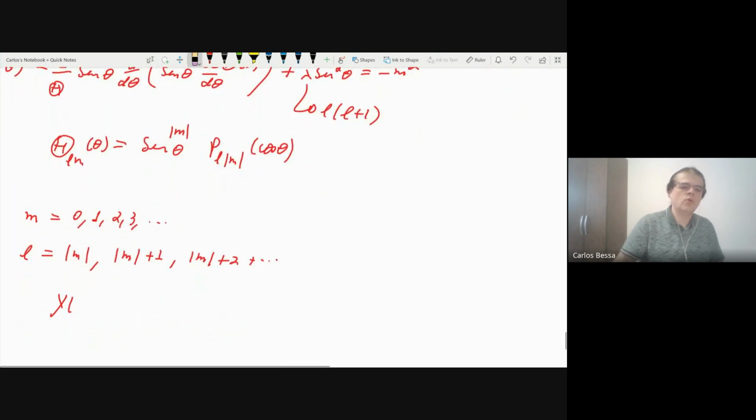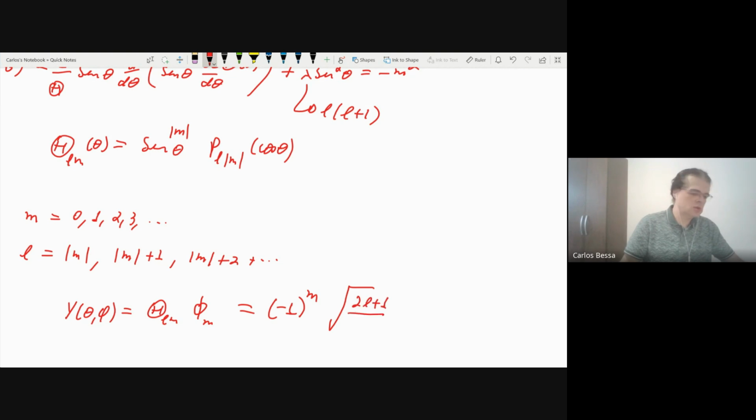So Y is the solution for the angular part, of theta L of theta, and phi is the solution of big theta L M P of M. And when you get these two put together and make some simplifications, you find that this will give us minus 1 to the M, square root of 2L plus 1 over 4 pi, L minus M factorial over L plus M factorial, P L M of cosine of theta exponential i m phi.